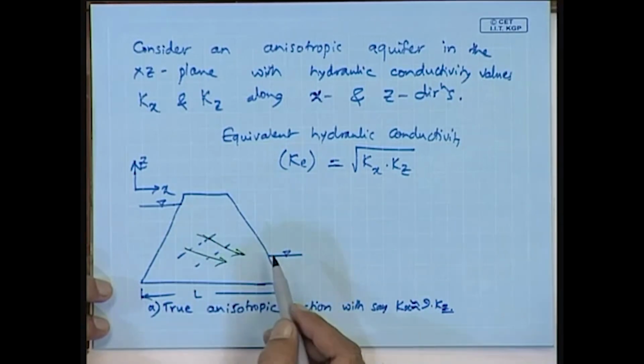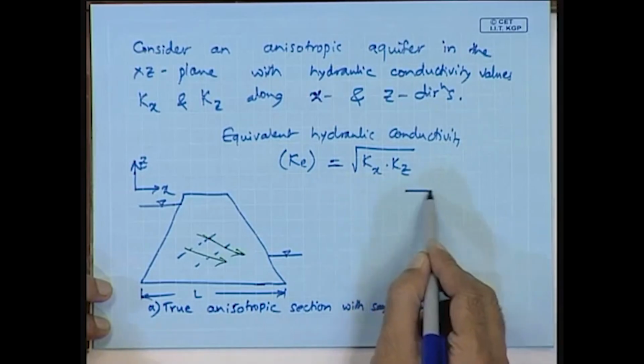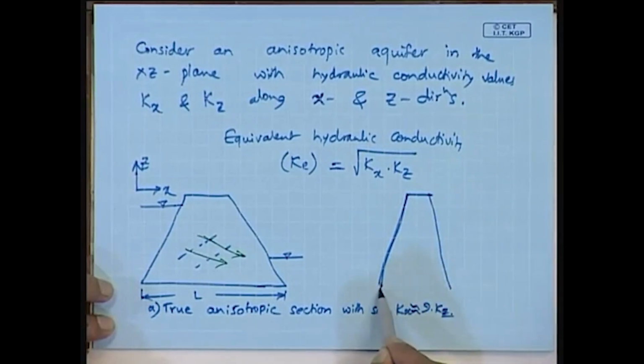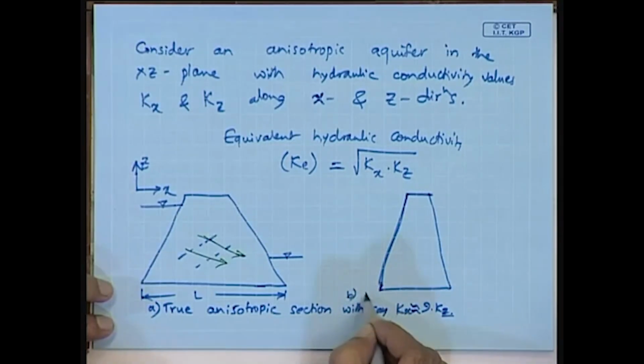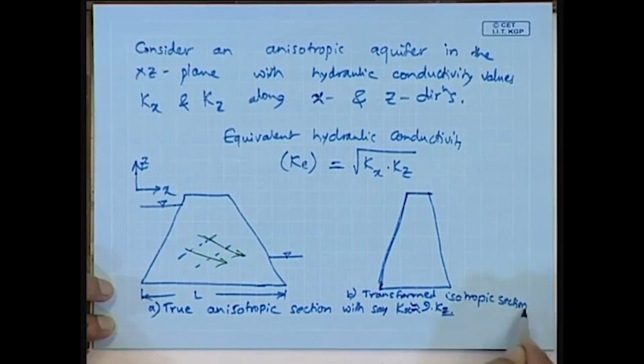Then this can be transformed into an equivalent transformed isotropic section. So, B is the transformed isotropic section. In this case, the length L will be L dash.